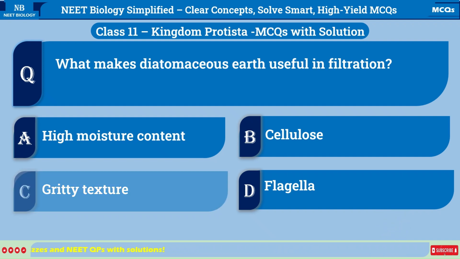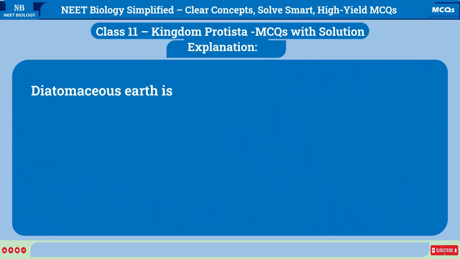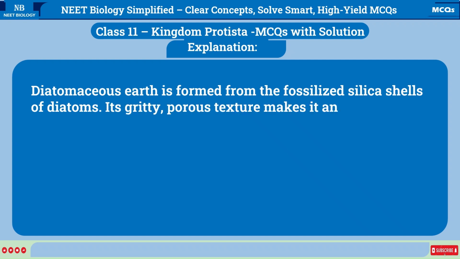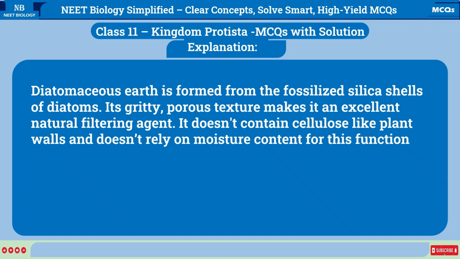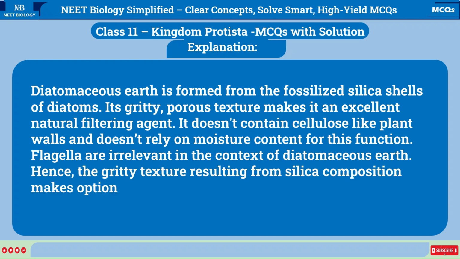Correct answer is C. Gritty texture. Explanation: Diatomaceous earth is formed from the fossilized silica shells of diatoms. Its gritty, porous texture makes it an excellent natural filtering agent. It doesn't contain cellulose like plant walls and doesn't rely on moisture content for this function. Flagella are irrelevant in the context of diatomaceous earth. Hence, the gritty texture resulting from silica composition makes option C correct.